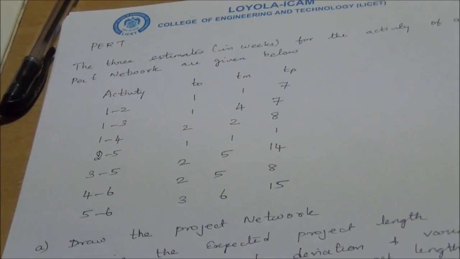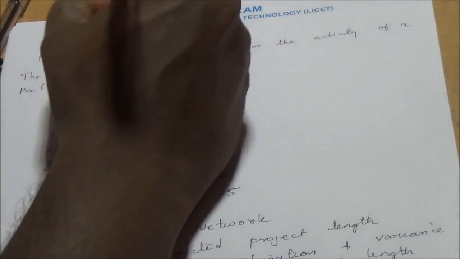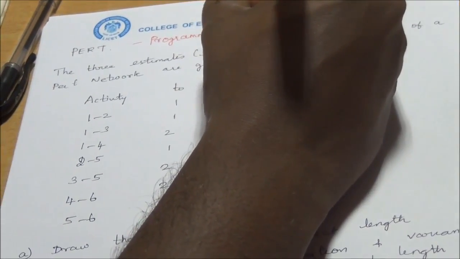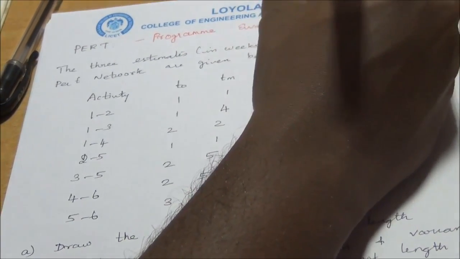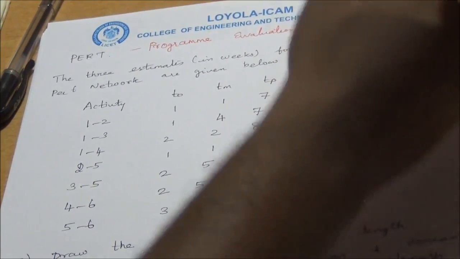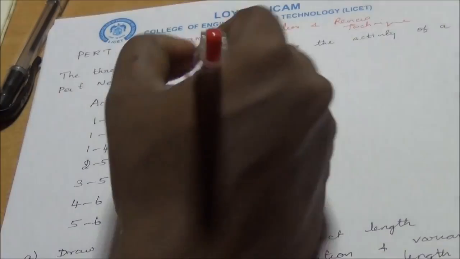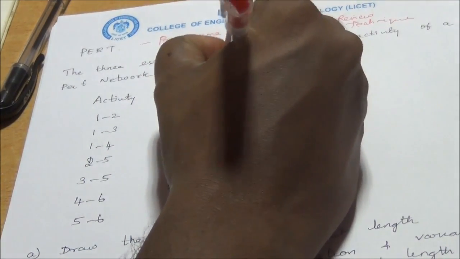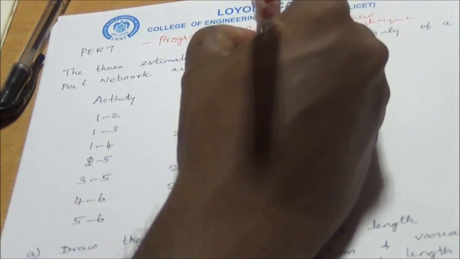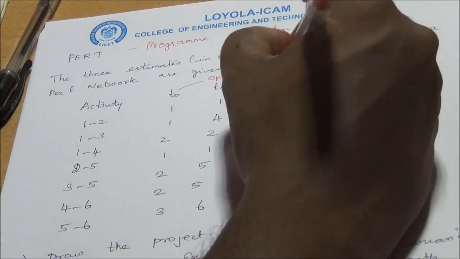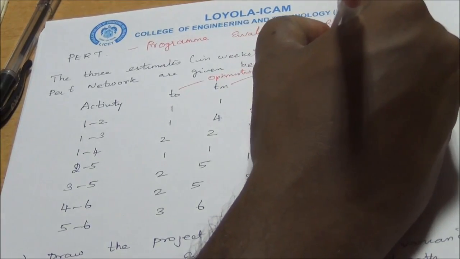Welcome to the tutorial on PERT. PERT stands for Program Evaluation and Review Technique. It is based on three time estimates: TO, TM and TP. TO stands for optimistic time, TM stands for most likely time, and TP stands for pessimistic time.